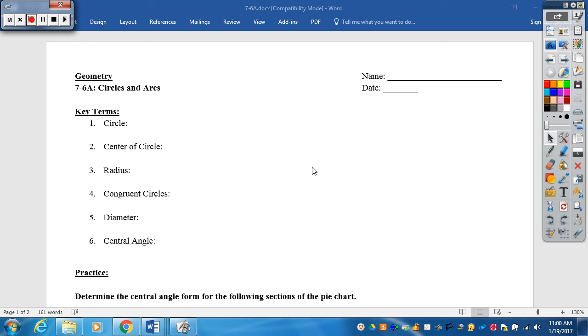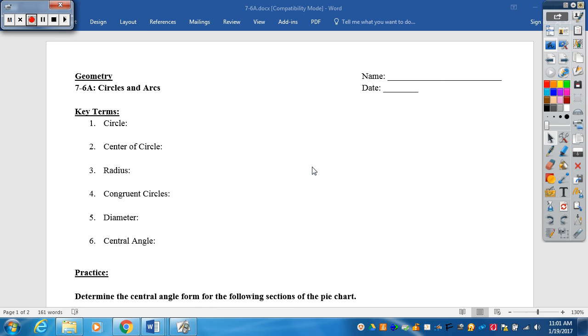Now, we all know what a circle looks like, but what is the definition of a circle? Well, let me give it to you. It's all points in a plane equidistant from a given point. Okay, so again, all points in a plane equidistant from a given point. All right, so again, that's the definition of a circle.